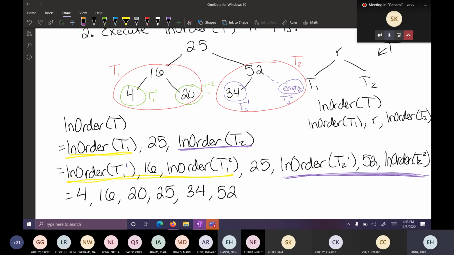Questions, concerns on that one? So there will also be one on your quiz like that. That is pretty much exactly that, but with words instead of numbers.